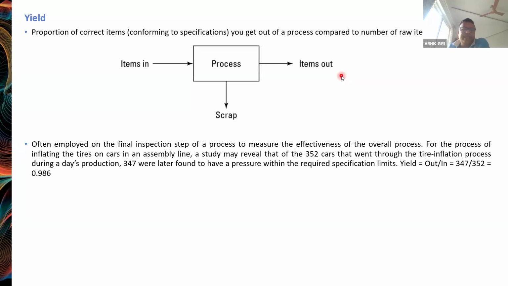Okay, now coming to yield. So yield is a measure of the efficiency of a process. Yield would vary between 0 and 1. One is when everything that goes into a process comes out, there is no scrap or wasted or defective product, and 0 means there is nothing which comes out. So typically yield would be in the 0.8, 0.9 range, and obviously the higher the yield, the better it is.